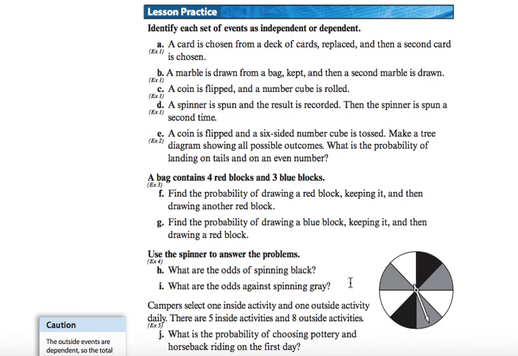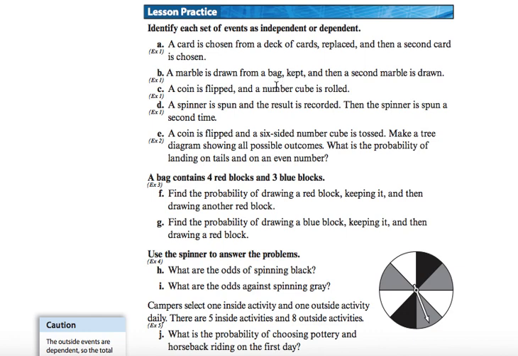In the first section, A, B, C, D, and E, it says identify each as independent or dependent. Letter A, a card is chosen from a deck of cards, replaced, and the second card is chosen. Because that card was replaced, you still have the same probability, therefore this is an independent event. The first event doesn't affect the second event. Letter B, a marble is drawn from a bag, kept, and then the second marble is drawn. This is dependent, dead giveaway, because you changed the total of marbles in the bag.